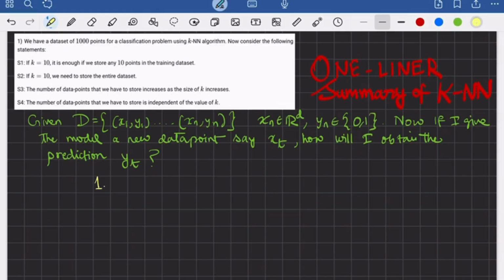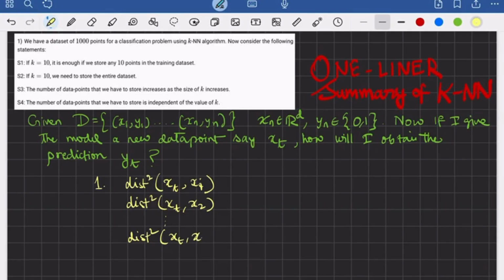Step 1 would be that it will compute the distance, or the distance squared, between this new point xt and xi for every i. So for example, it will compute it for x1. It will also compute it for x2 and so on. It will compute it for the last data point xn. And again, we will obtain a few values. Let me call them d1, d2, and dn. Now what will we do with these values d1, d2, dn?